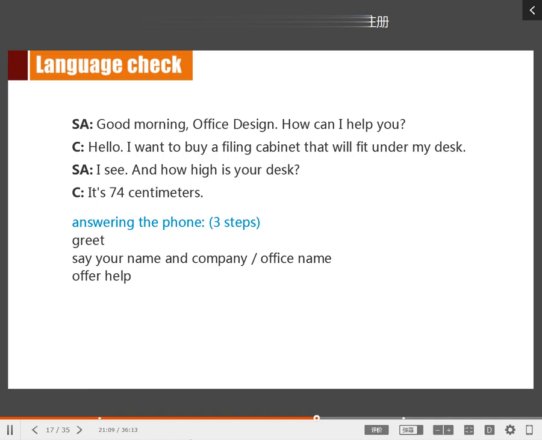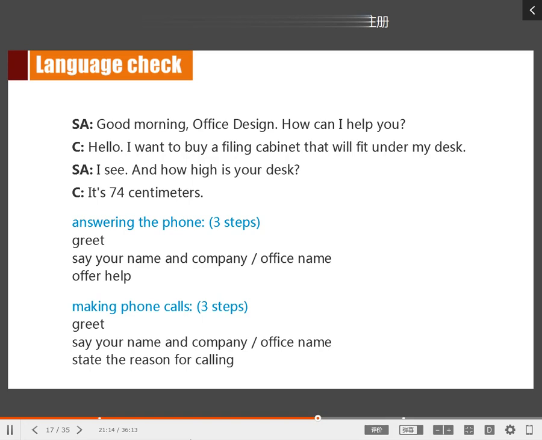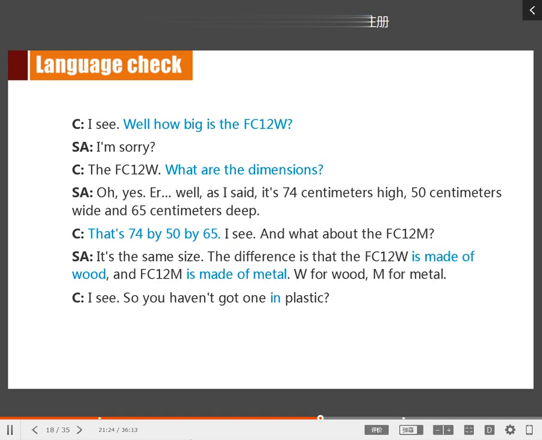Alright, so one more time. There's also a 3-step procedure in making phone calls. First of all, greet. Second, say your name and company or office name. And third, state the reason for calling. Now here, let's take a look at this part of the phone conversation. Let's listen and read and focus on the words in blue.